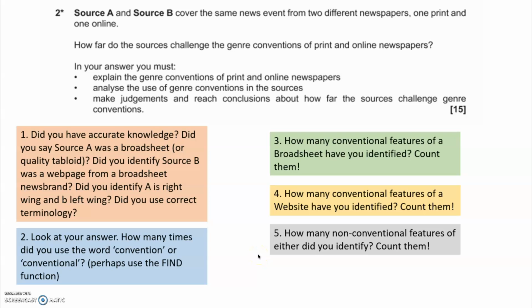And then, how many non-conventional features of either of them did you identify? Did you actually challenge it? Did you look at that and say, well, usually broadsheets might do this, however, this is non-conventional because it's doing this? How much of that did you find as not being conventional? Because you need to have that in there as well. And there were non-conventional aspects of these. So pause, count through, highlight them, label them, come back.